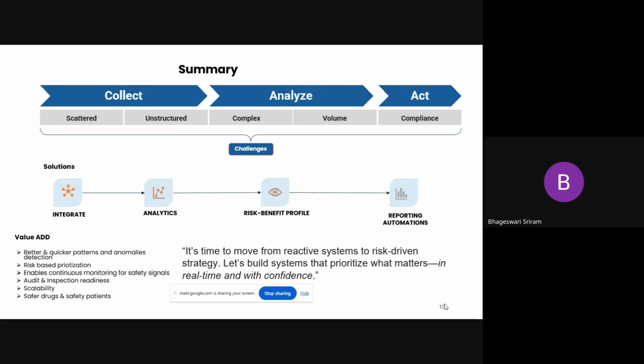So in summary, if we look at our overall signal management process, our sources are scattered, they are unstructured, and they are complex. The analysis is complex because of the volume of data involved as well. Again, we need to be compliant with the requirements. We need to present the data in a particular way. We need to have the entire validation package ready, right? It's all extensive documentation that needs to be in place.